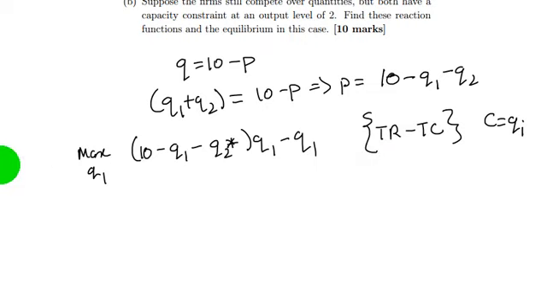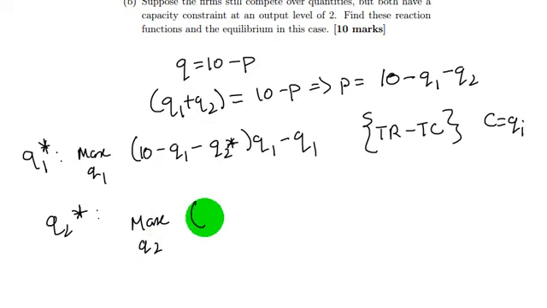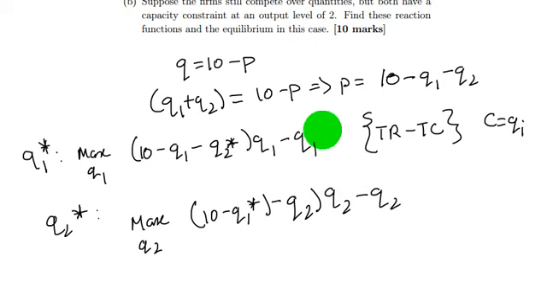We'll also have, for Q2 star, a similar formulation, that is, maximize with respect to Q2: 10 minus Q1 star minus Q2, into Q2, minus Q2. Let me clean that mess that I've written over there.